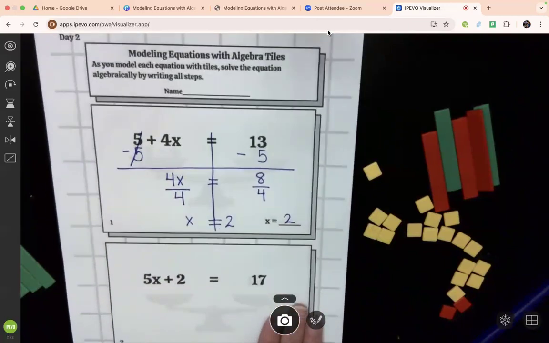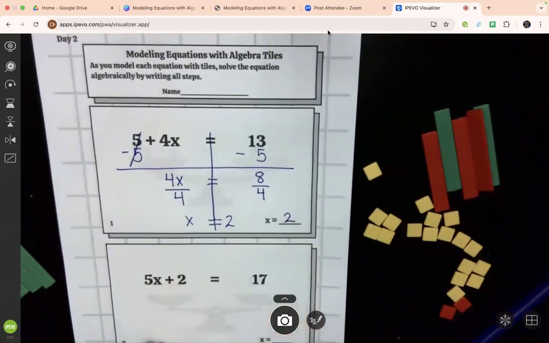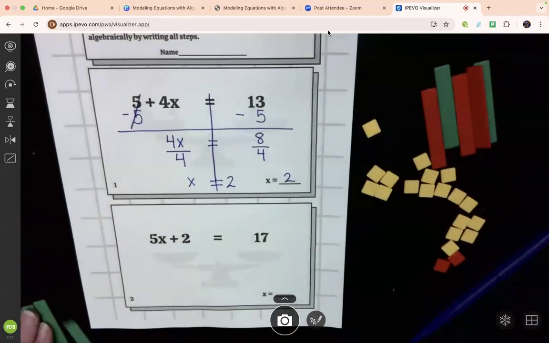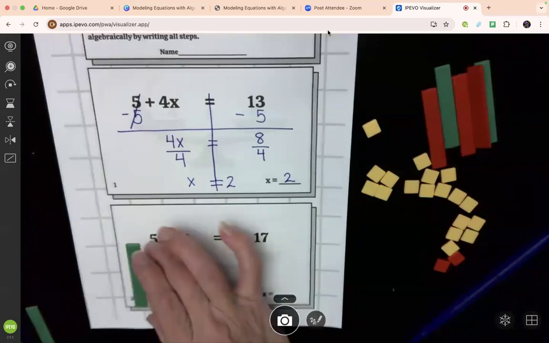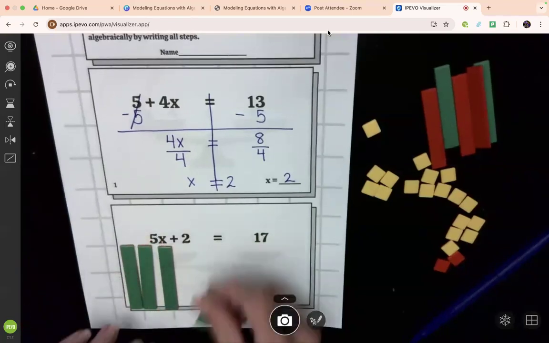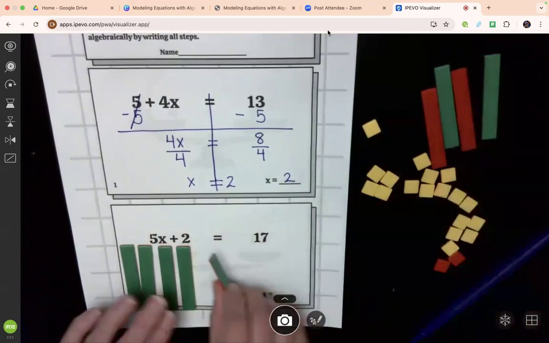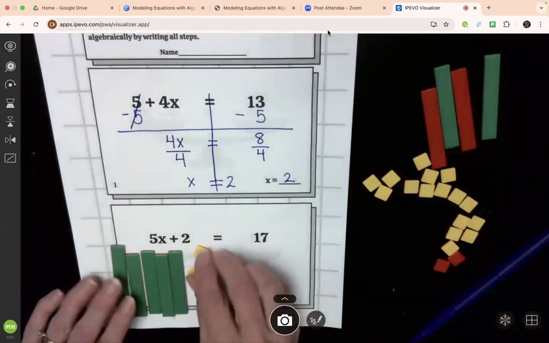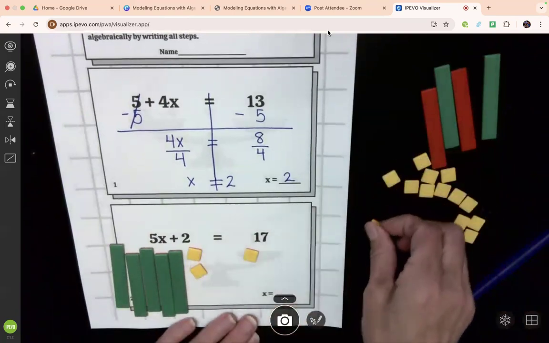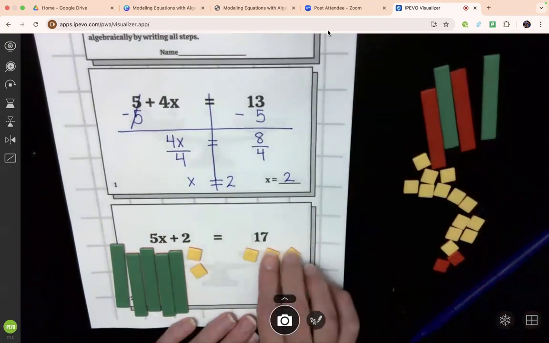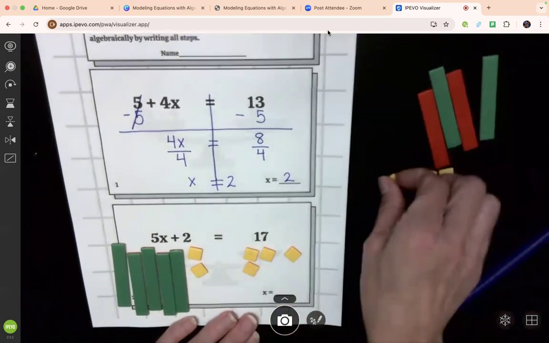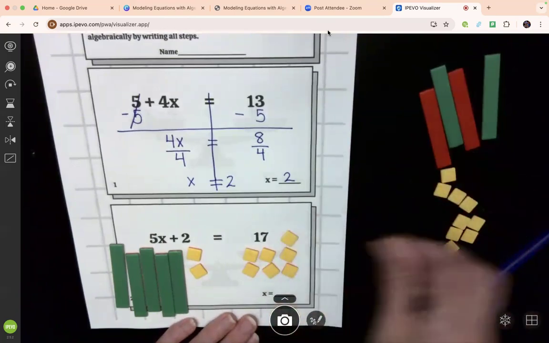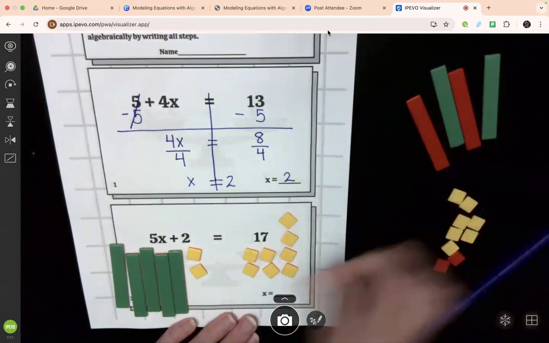All right, so today what we're going to do is build it, and then we're going to solve the equation in writing. All right, so let's look at the next one. So we have 5x, so I will use 5 green rectangles plus 2. So I have 2 yellow units equals 17. So that's going to take a second. So you need to take out 17 yellow tiles. It's a lot to build.